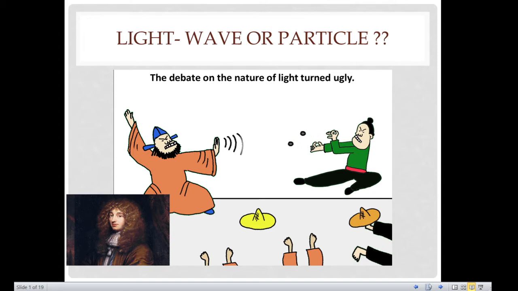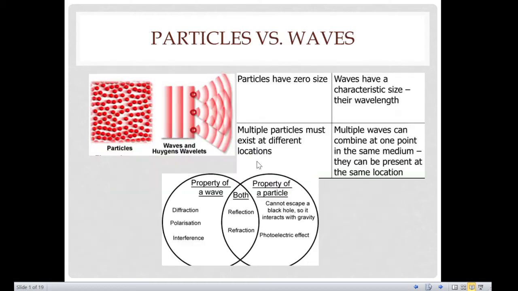So when light is considered as a wave, we can explain certain properties of the light, that is the rectilinear propagation of light, reflection, refraction, interference, diffraction, polarization, etc. However, it could not explain the photoelectric effect. This slide gives a comparison between particles and waves. The picture shows the particles and these are Huygens wavelets and waves. Particles have zero size, whereas waves have a characteristic size. That size is known as the wavelength.